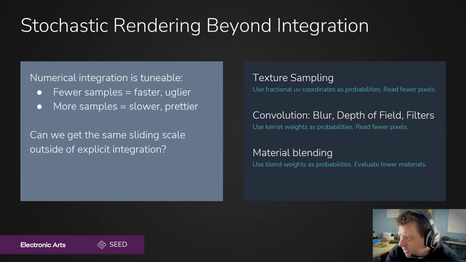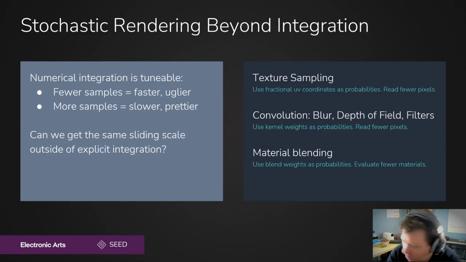Similarly with convolution, like blur, depth of field, and other filters, you can use the kernel weights as probabilities and just read fewer pixels. We showed that at the beginning of this presentation with the 1 sample per pixel blur. That was the most extreme version.